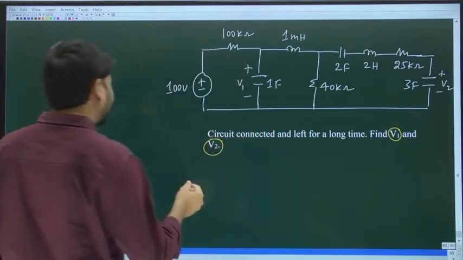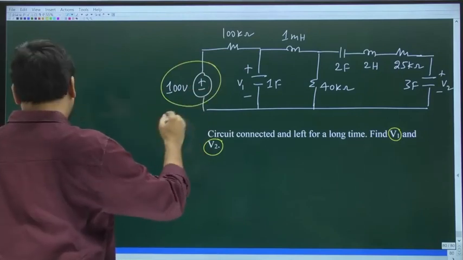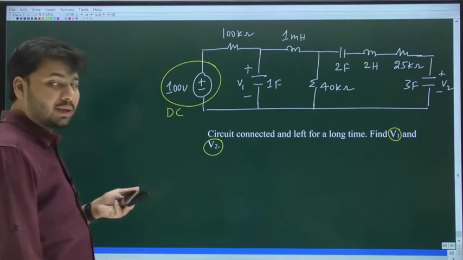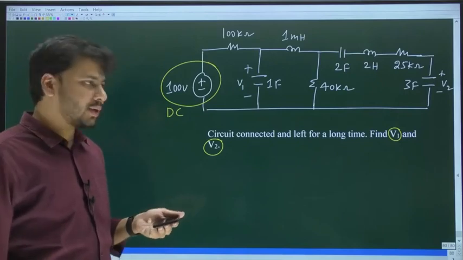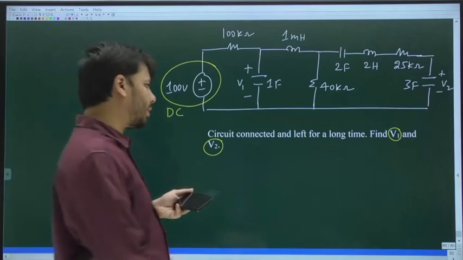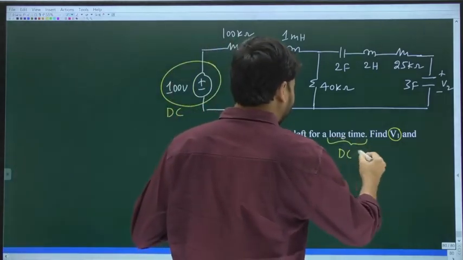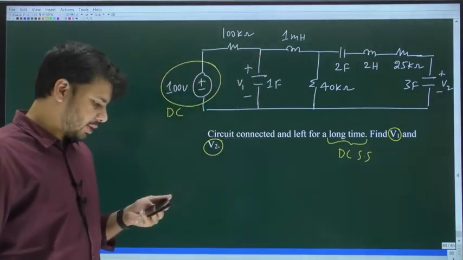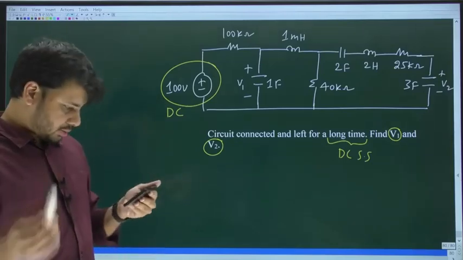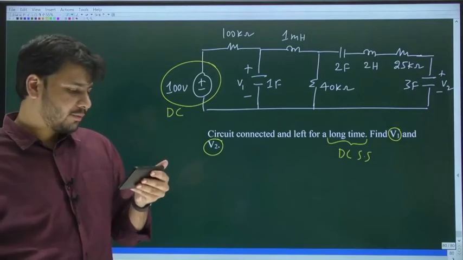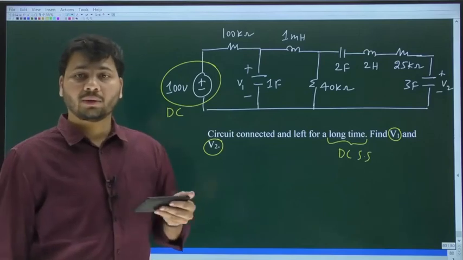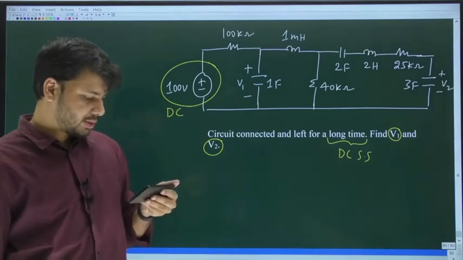Again, what is the only source driving this circuit? Is it not this 100 volt source, which is a DC source? Because a DC source is driving the network. And if the circuit is connected and left for a long time, it will reach DC steady state. So once again, this means the circuit reaches DC steady state. You know, at DC steady state, cap becomes open, inductor becomes short. Again, please tell me the values of V1 and V2. Every capacitor becomes an open circuit, and every inductor can be replaced with a short circuit. Okay.